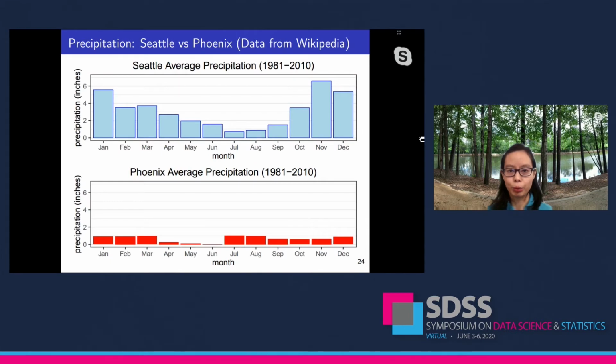So let's get into the graphs. I used data from Wikipedia, from their climate data. They have the monthly average precipitation from 1981 to 2010, and we can make a bar plot for Seattle and Phoenix. And I aligned the y-axis limit together. So this graph also looks fine, well, at least for now.